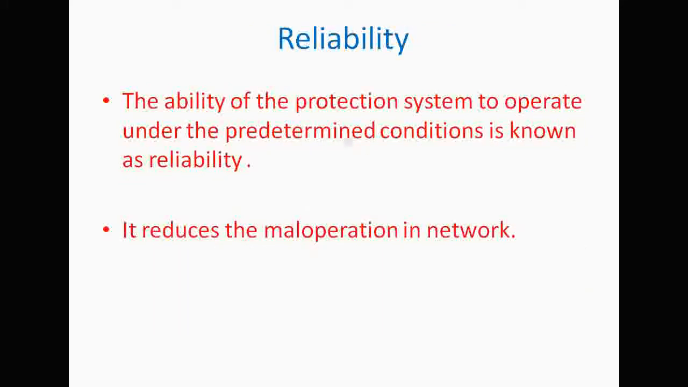Now next one is reliability. The ability of the protection system to operate under the predetermined condition is known as reliability. On the other hand, we can define it as when our electrical power system or electrical parameters like voltage, current, power, frequency work under the predetermined conditions. So in that way your reliability is also maintained. When the reliability index is up to the mark for any electrical network, definitely it will reduce the maloperations of the network. So reliability is a very important part.